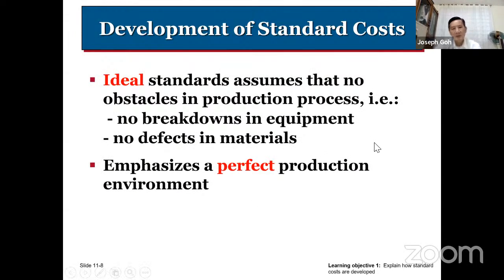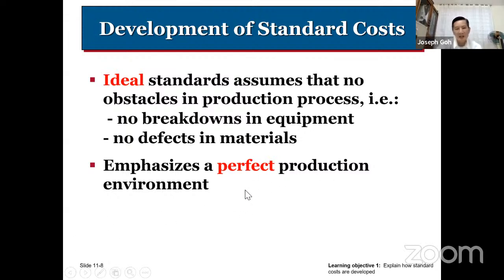When we do the standard cost, we also need to take into consideration that ideal standard assumes no obstacles in the production process, no breakdown in equipment, no defect in materials. It emphasizes a perfect production environment. Even the engineer who is setting the standard will say we want to have an ideal standard, because they always emphasize perfection as engineers do. But sometimes it's not achievable.